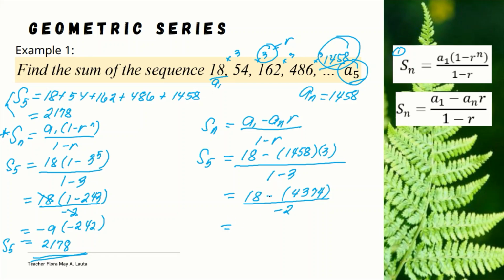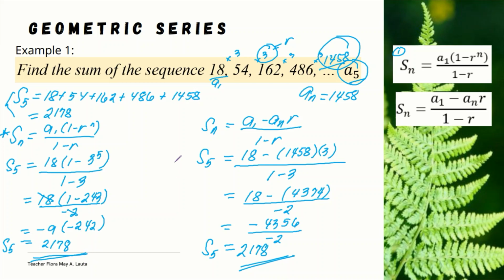So, 18 minus 4,374, the answer is negative 4,356, divided by negative 2. So the final answer now is 2,178. Okay, so whichever formula you are using, you are still going to derive the same answer because of course they are all the same.